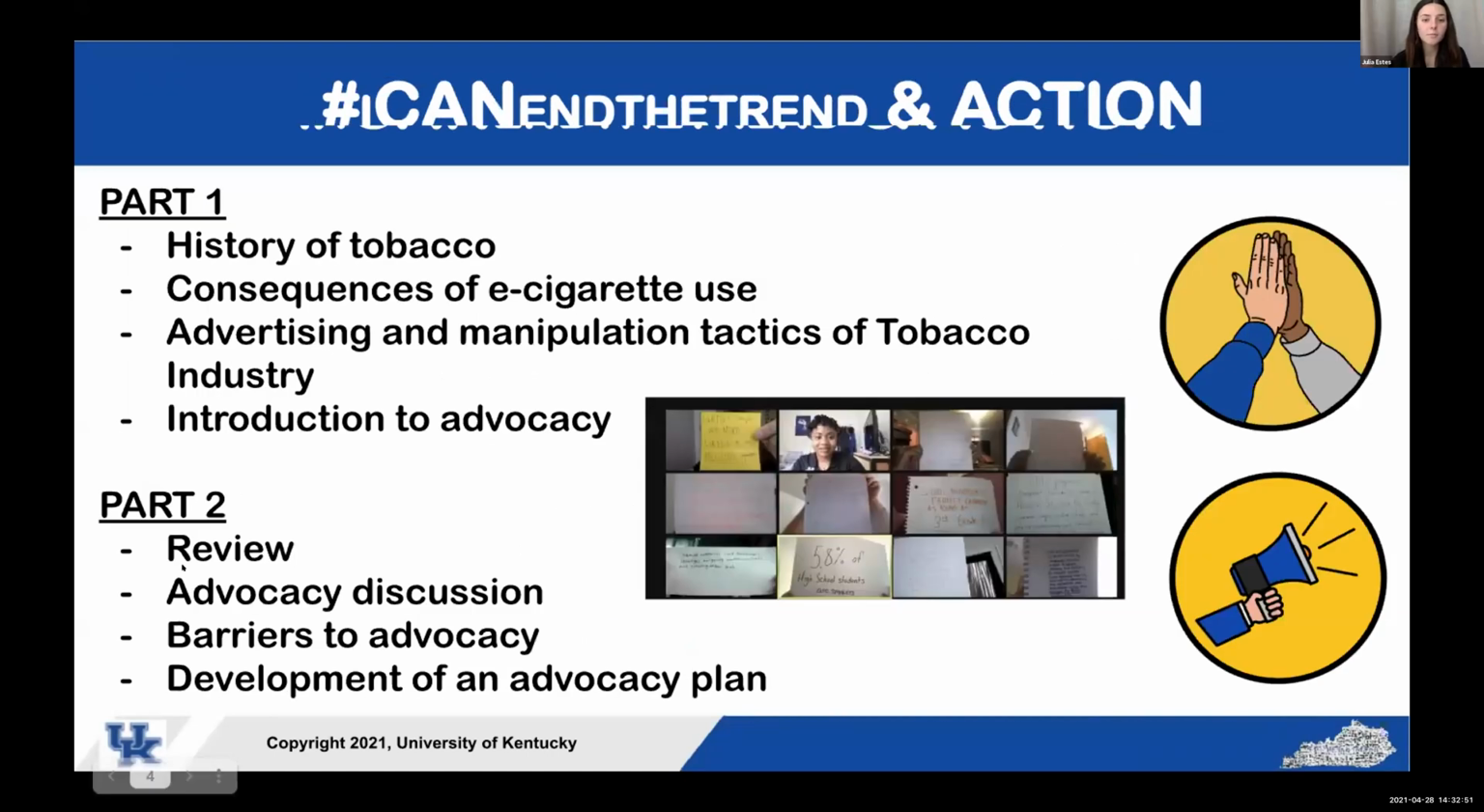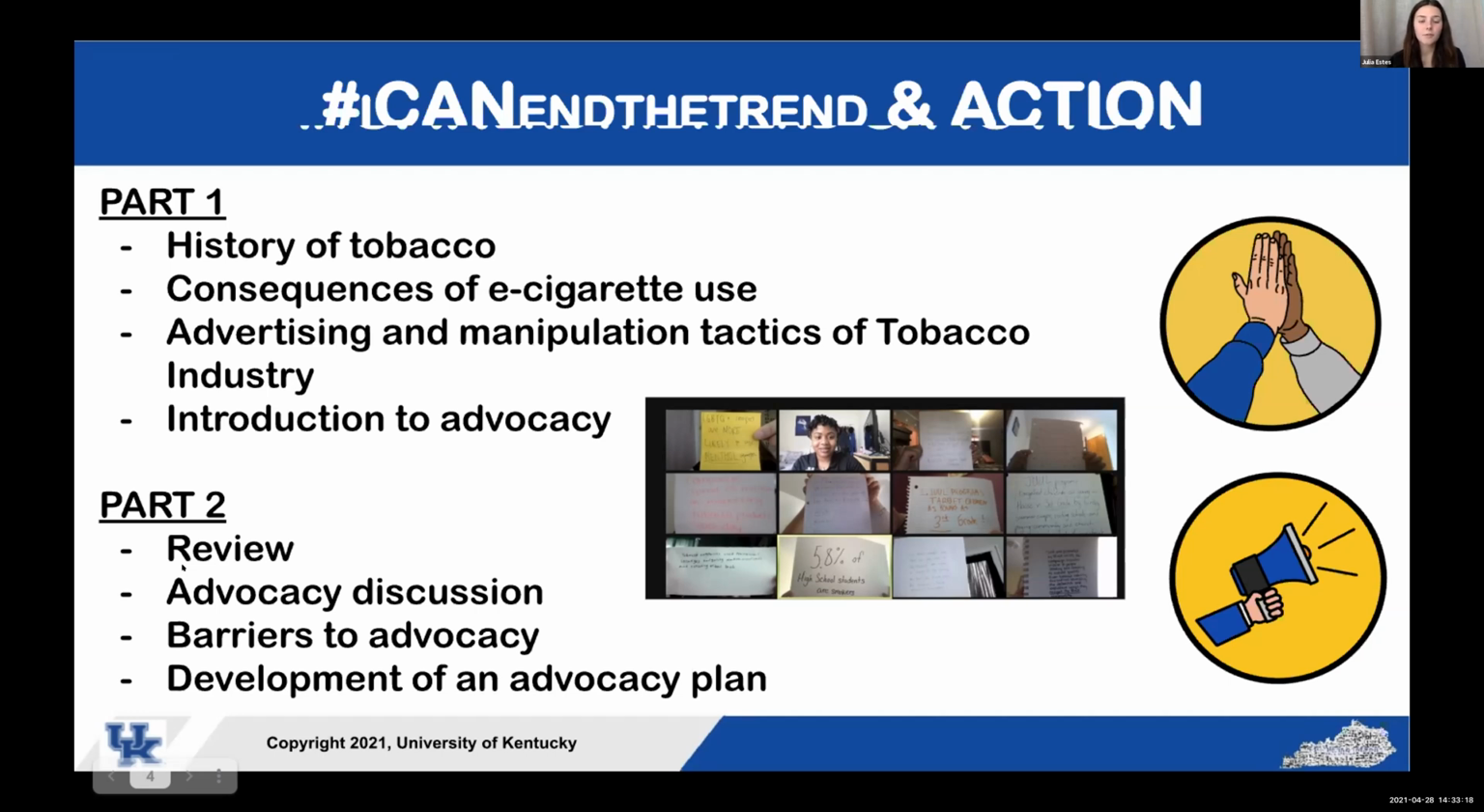Part one of the two-part presentation consisted of education regarding the history of tobacco, the health and financial consequences of using tobacco and e-cigarettes, how the tobacco industry uses manipulation and targeted advertising to reach young people and Appalachian youth, and what youth advocacy looks like. We also had discussion activities and Kahoots.